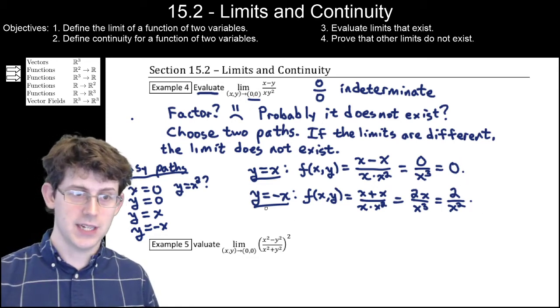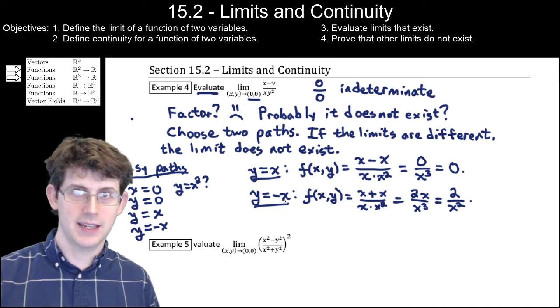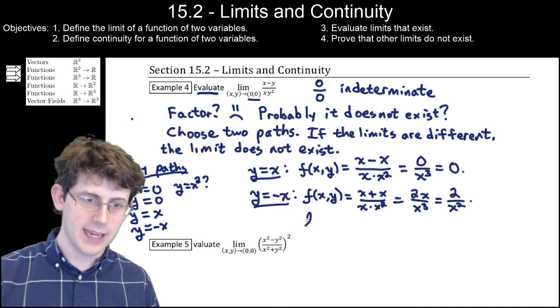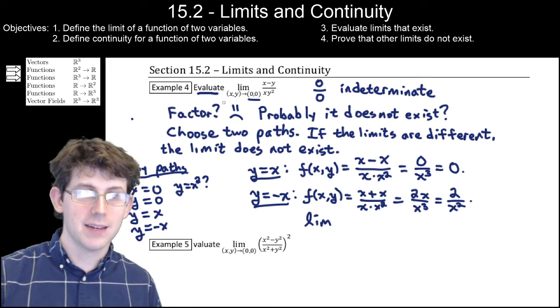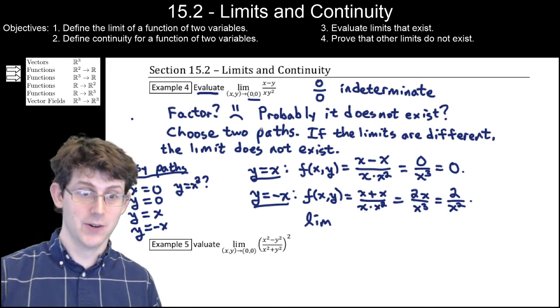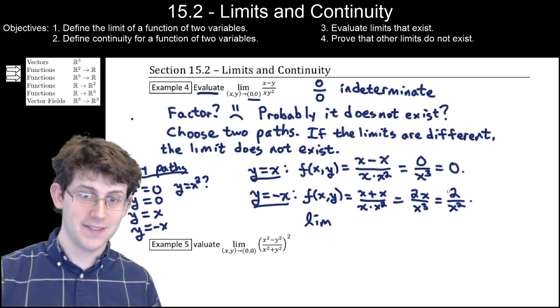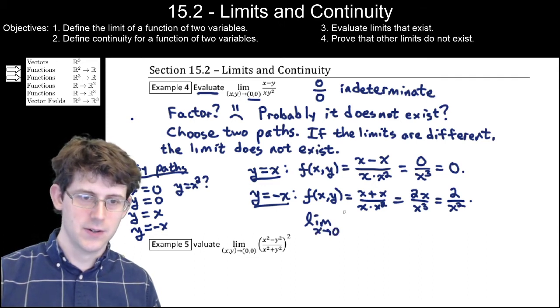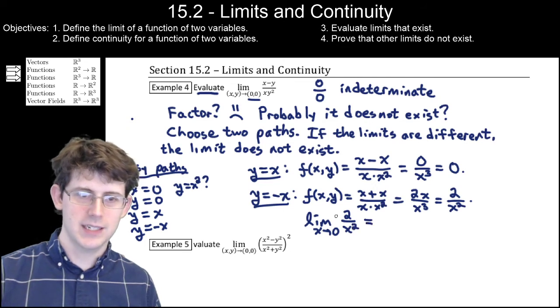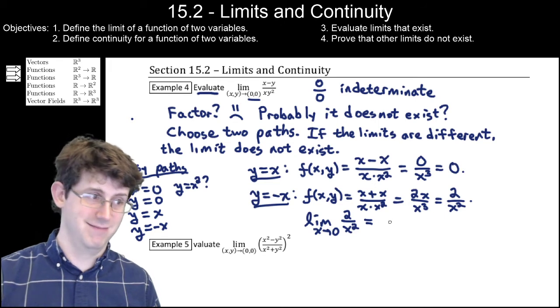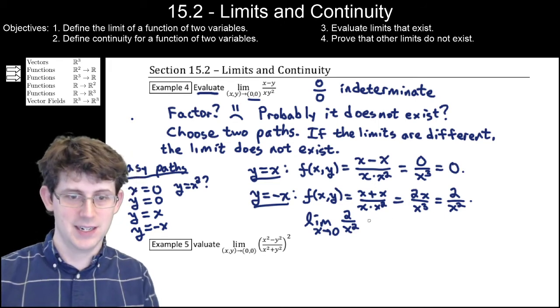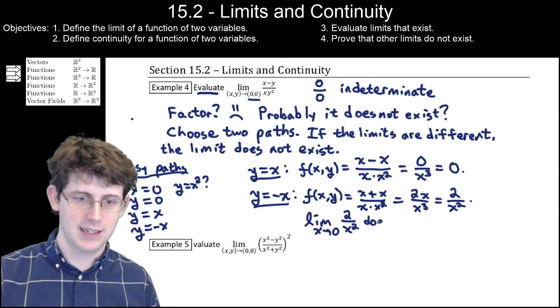So what you do is you say, okay, since y equals minus x, that's fine. What are we actually looking at? Well, we're sending both x and y to 0. So here, since I've got everything in terms of x, that corresponds to letting x go to 0. Well, what is this limit? As x approaches 0, 2 over x squared? No, that doesn't head for a number. This does not exist.